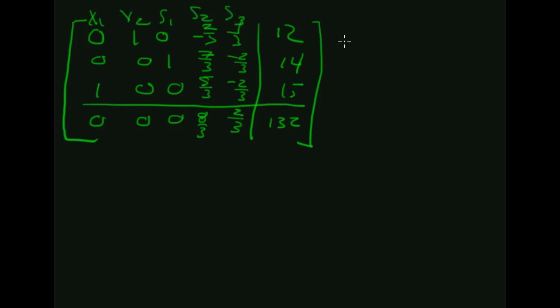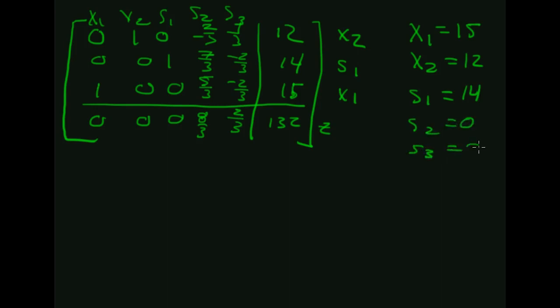After the last pivot, this is x2. This is now s1. This is still x1. And my z value is here. So our location is x1, 15. x2 is 12. S1 is 14. Notably, S2 is going to be 0, S3 is 0. So we took the two slacks out of that constraint to make this. But my z value has now jumped up to 132.